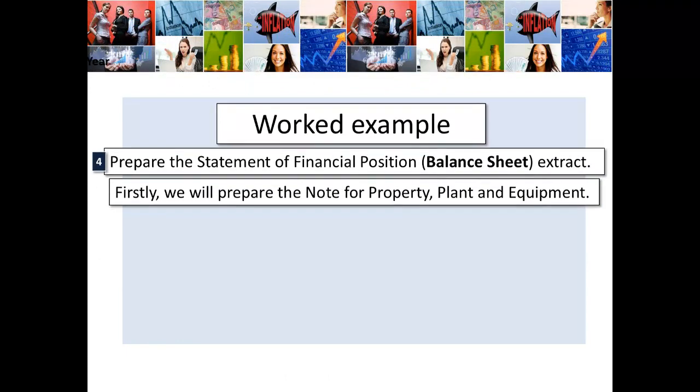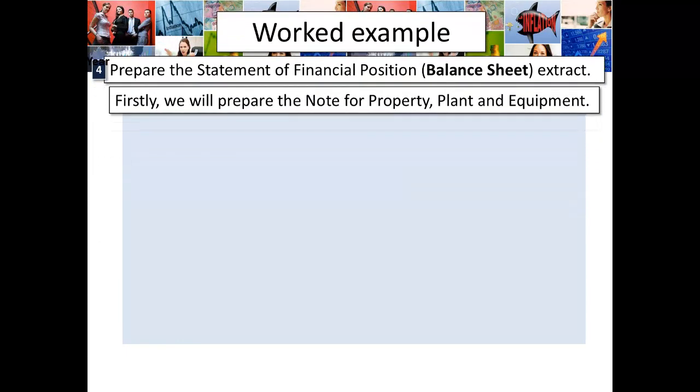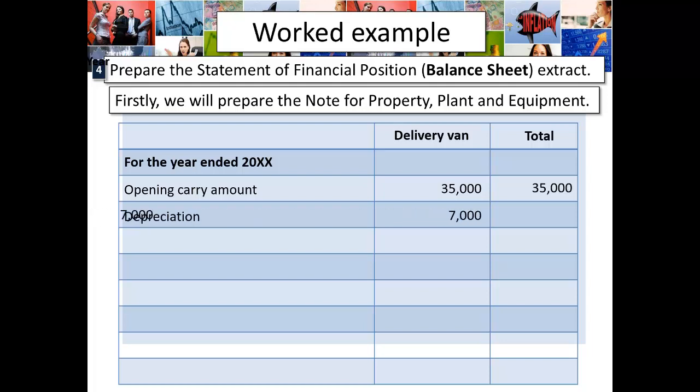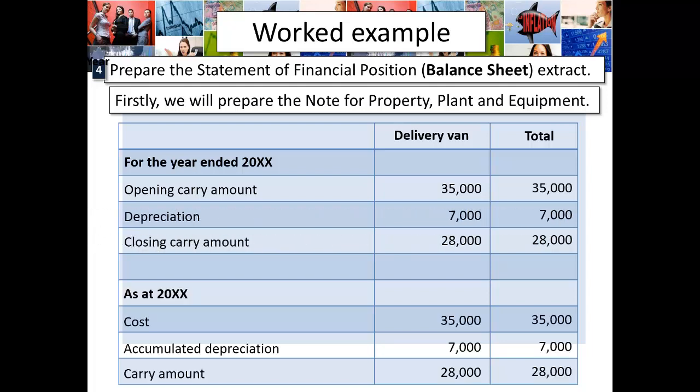Our balance sheet, again, we're preparing that note for property, plant and equipment. It's done in exactly the same way. Delivery van, opening carrying amount, depreciation, closing carrying amount, and because it's the first year, that's simply repeated down below. Our first note for property, plant and equipment in year one for that van.